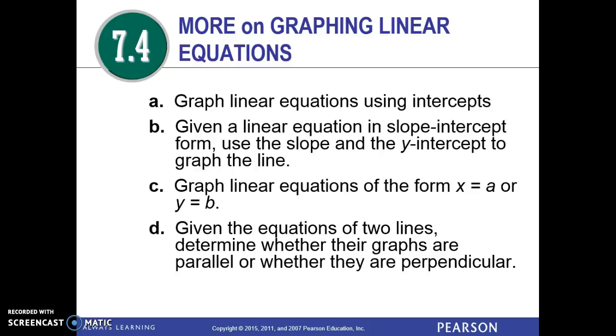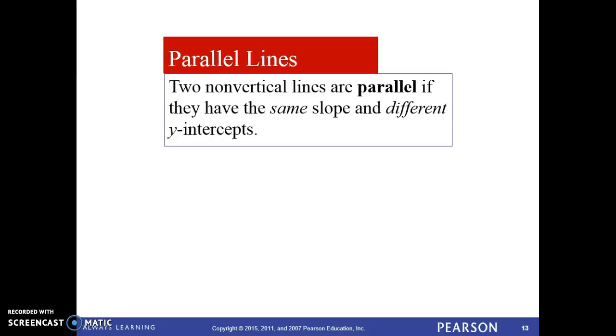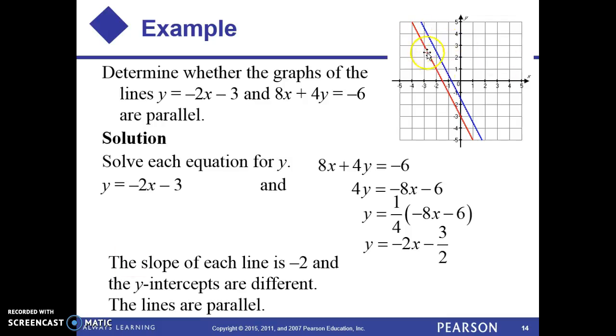And then they're going to look at parallel lines and perpendicular lines and the relationship between their slopes. Parallel lines always have the same slope, but different y-intercepts. So they're going to look something like this, where the red and blue lines never cross. They have the same slope, but they cross the y-axis at different points.